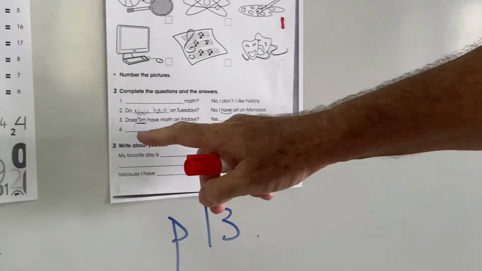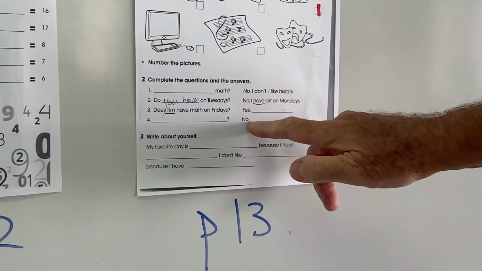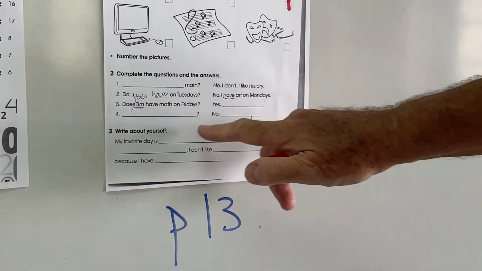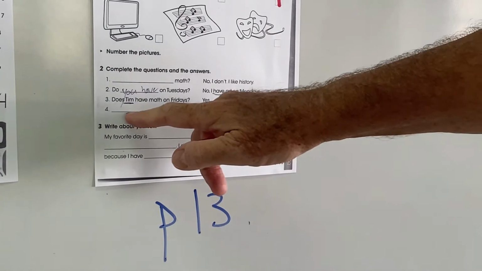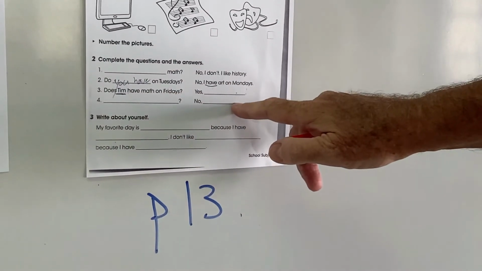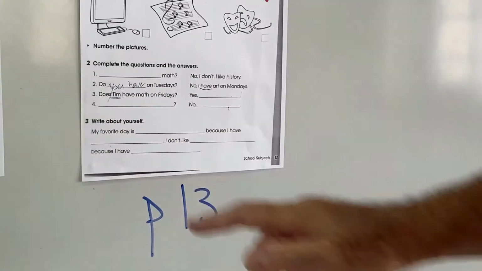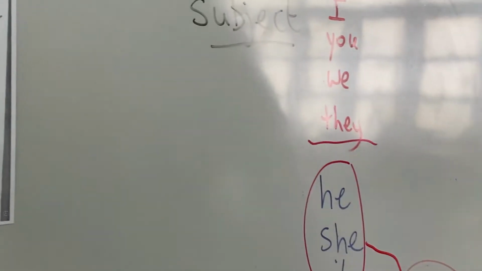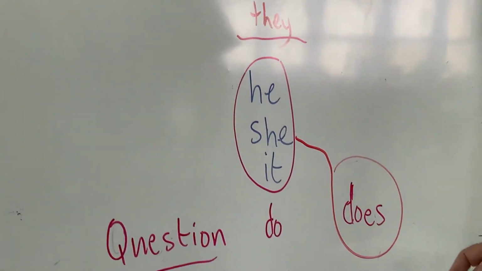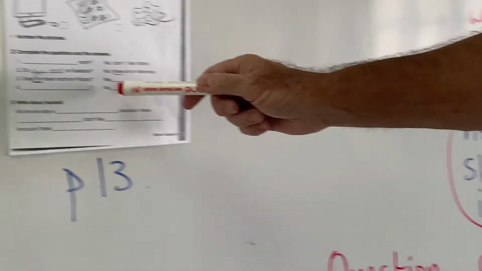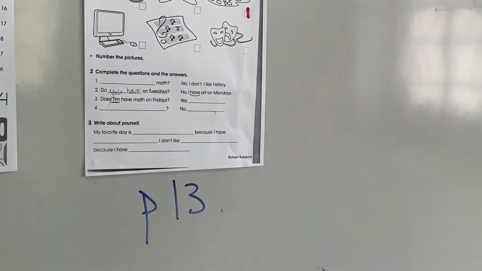And the last one, question for you. And the answer is no. So, if your subject is I or you, then we would say do not. If your subject is he or she or it, you would have to say does not. No, he or she does not.